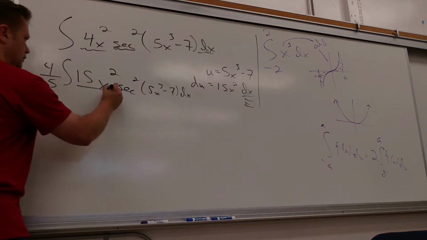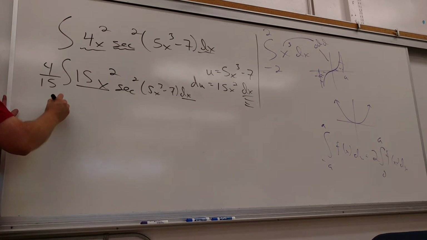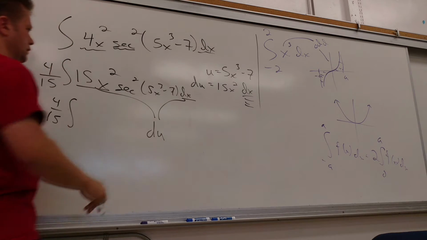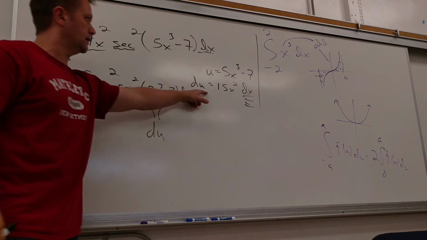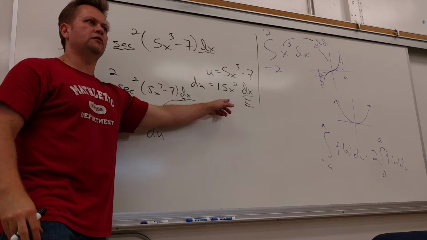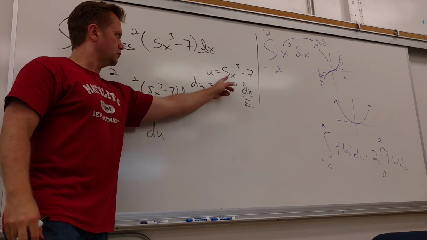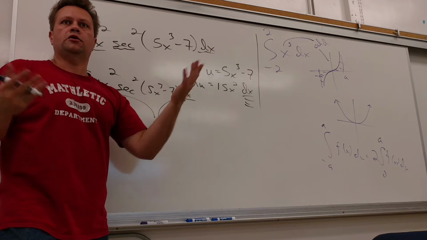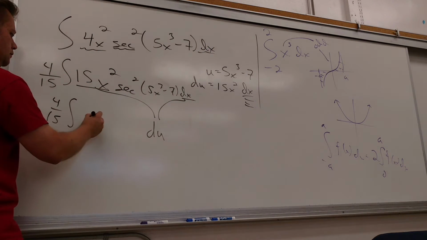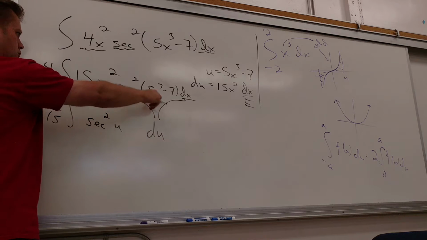So what can I replace this with? du. Yeah, so that is now du. It just is. Why? Because it is. Right? I don't get to say that very often, but if that is true, then this is true. That's all there is to it. And then what can I write this as? Secant squared is secant squared u, kick ass.